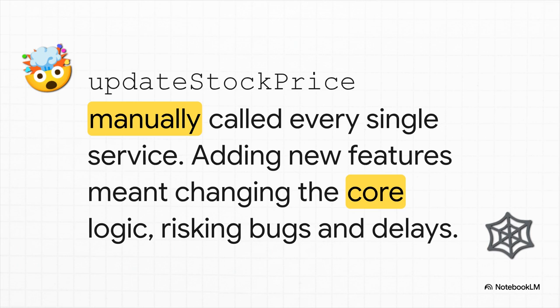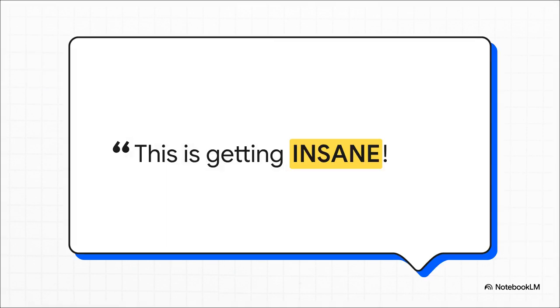And what if you want to add a new feature? Well, you have to dive back into this monster function, add another line of code, and just pray you don't break everything else in the process. And you can just feel Sarah's frustration here, right? This is not sustainable. The code is brittle, it's a nightmare to test, and there's no way it can scale. Every tiny change feels like you're performing open heart surgery on the entire application.